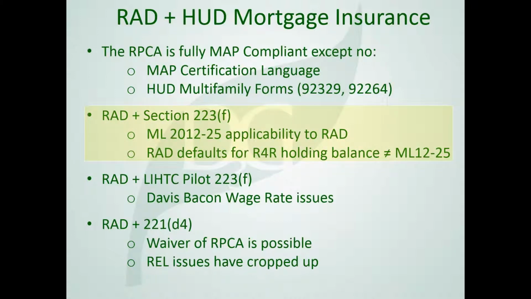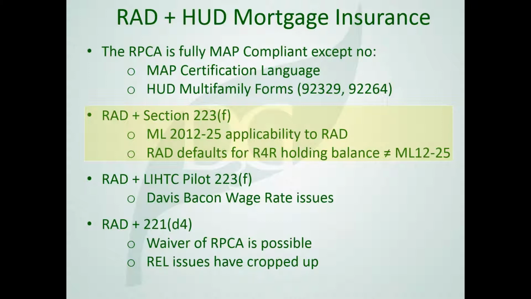So RAD with Section 223(f), that second bucket I described, the projects that need a little bit of debt to get by, but not a major rehab. 223(f) may be a very nice program for them to access. One of the neat things about it is that the program within MAP is driven by Mortgagee Letter 2012-25 that is applicable to RAD, and much of that language is in the RAD scope of work.